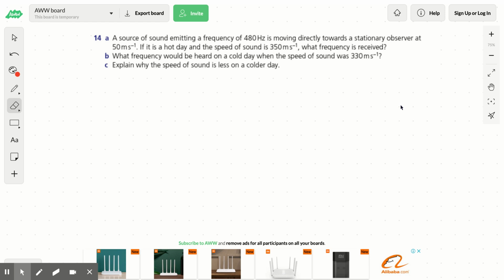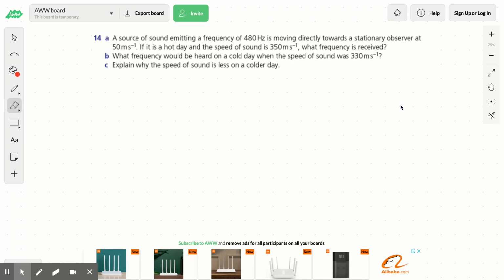Okay, now we're going to do example 14a based on the equations that I distinguished in the last video. So let's read this question first. A source of sound emitting at a frequency of 480 hertz is moving directly towards a stationary observer at 50 meters per second. If it is a hot day and the speed of sound is 350 meters per second, what frequency is received?